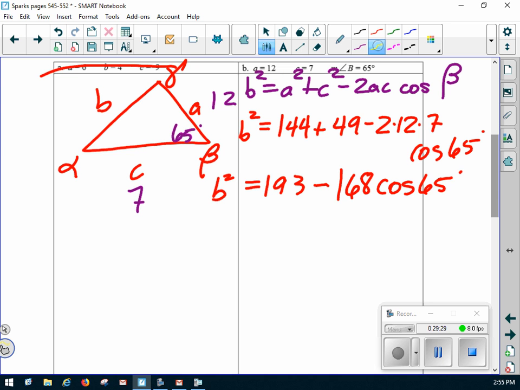Put that sucker in your calculator. Put that in your calculator right like that. Is that side B 122? You got to square root it because that's B squared. So do square root of answer. Oops. B is approximately 11.045.